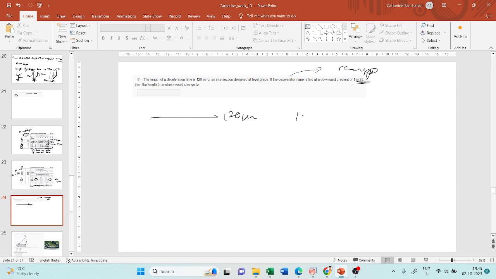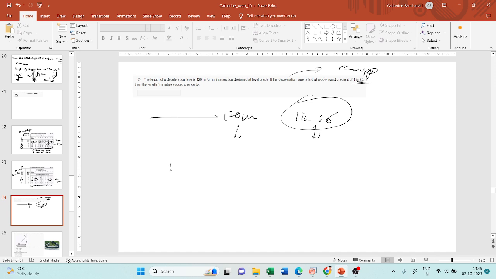If it has a gradient of 1 in 25, they're asking you what would be the change in length of the deceleration lane. So there is a formula to convert. So if this is for a level section and they're asking you what will be the length if a decreasing gradient is given.